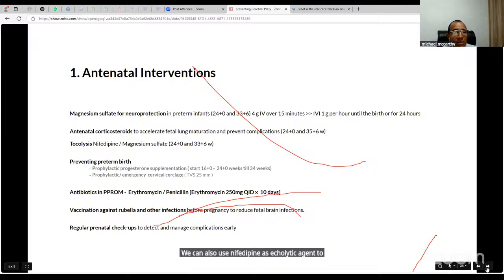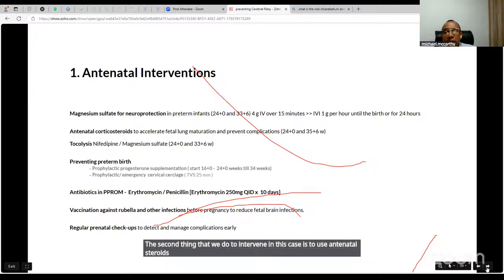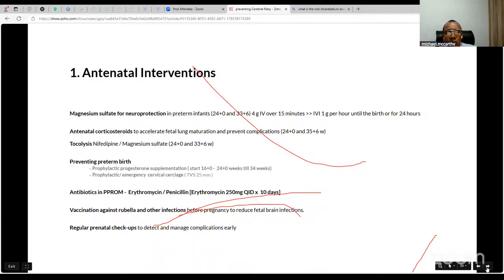stop contractions. The second thing that we do to intervene in this case is to use antenatal steroids, which help to reduce periventricular leukomalacia, accelerate fetal lung maturity, and some of the other complications of the premature infant. And this should be administered as early as possible.